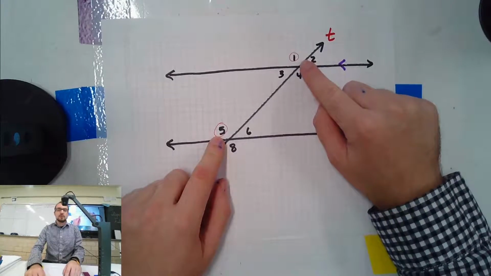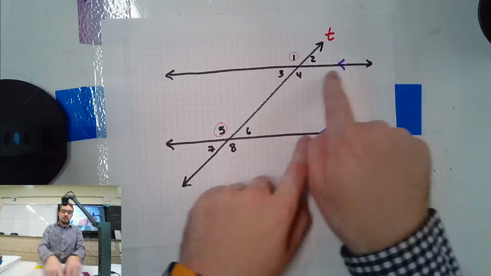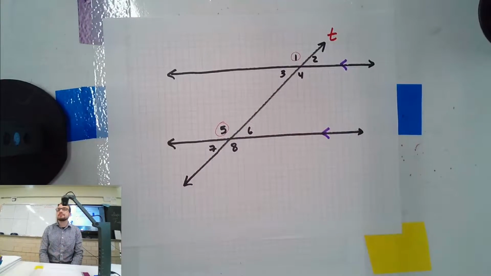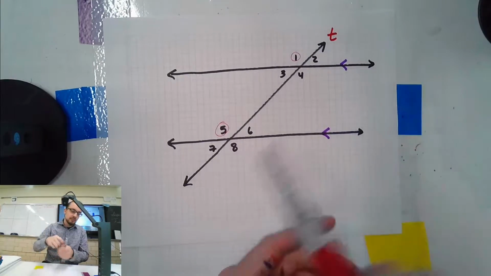1 and 5 are corresponding, and they're on a parallel line, so that means we know 1 and 5 are congruent. Same thing with 2 and 6, 4 and 8, 3 and 7. Cool. There's some other sets of angles that we have not talked about yet. So we have some corresponding ones, right? We talked about that.